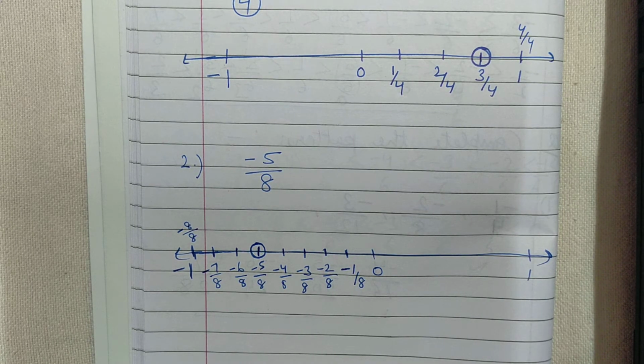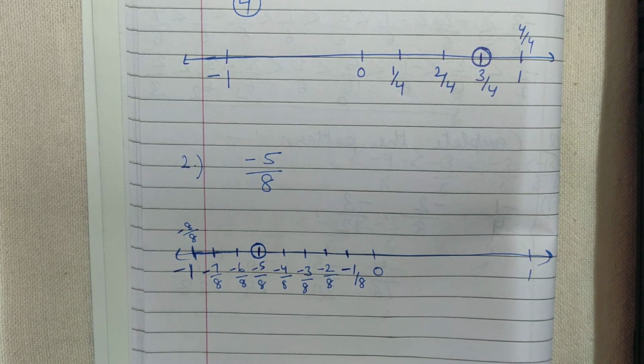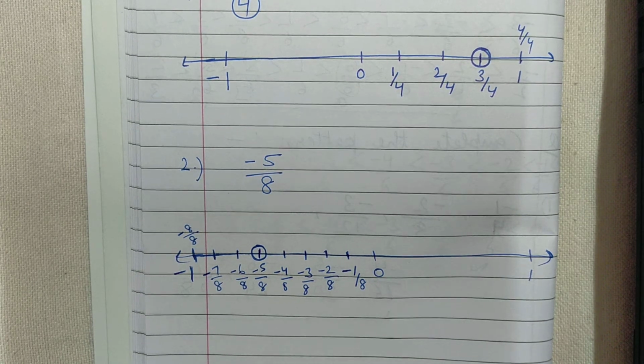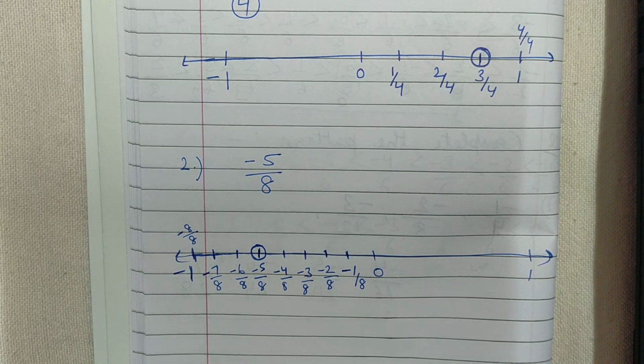If it is positive, it will go on the right hand side of 0. If it is negative, it will go on the left hand side of 0. And we have to divide it into equal parts. Whatever the denominator is, we have to check the denominator, and divide it into that many equal parts. So try to solve more and more questions based upon these. That's all. Goodbye.